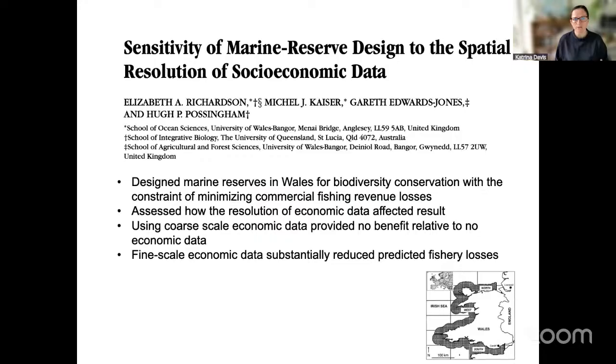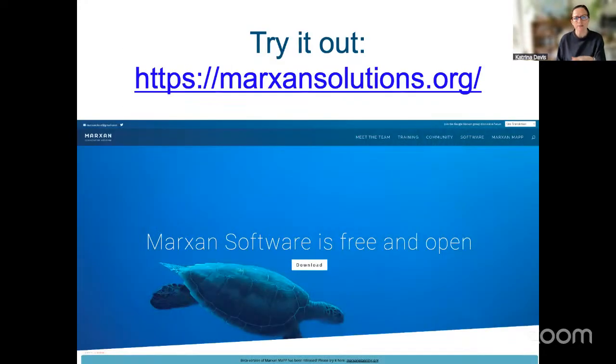So this is the work that was done in Wales, but I'm sure many of you have seen the software potentially. This is a free software developed by Hugh Possingham and his group out of the University of Queensland, so Marxan. It's a very quick and easy software that can be used to develop these optimal outcomes.